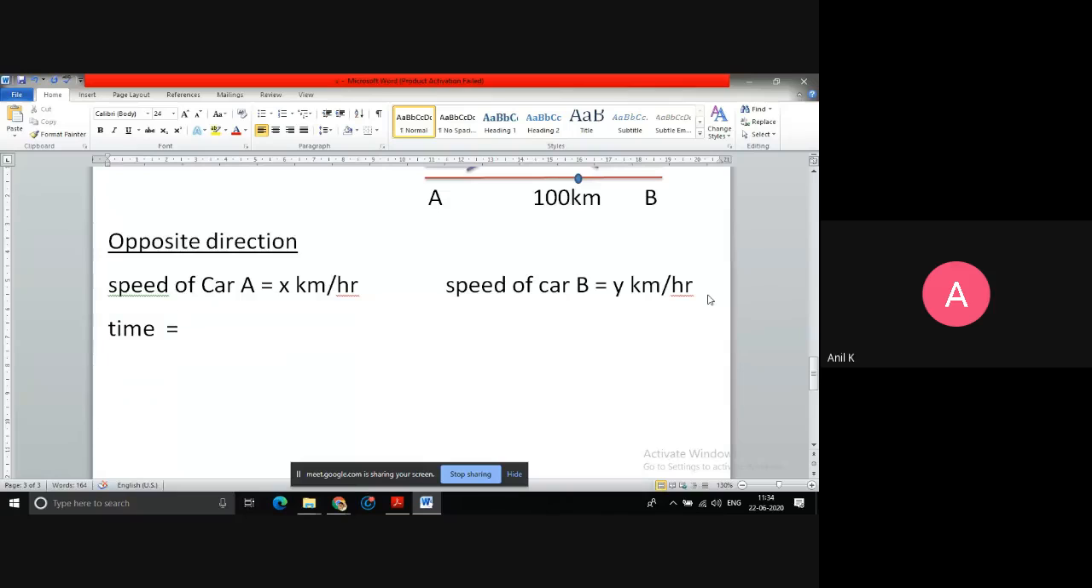They meet after 1 hour. So time has to be 1 hour for car A, and for car B also time has to be 1 hour, because both are traveling in the same time. Now tell me, what is the distance traveled by car A? If you tell it correctly, then you can proceed.